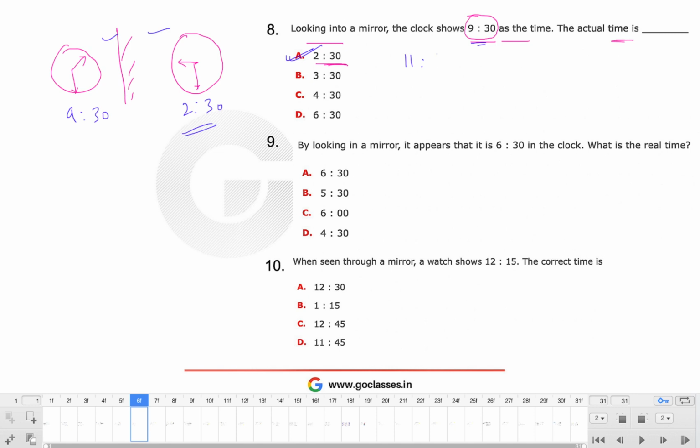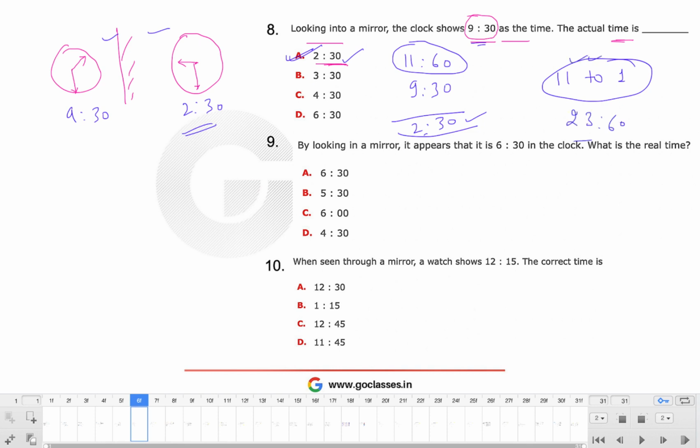But you can directly calculate without doing this. Just subtract it from 11:60. You will get the time of the mirror image. It is only applicable when the time is given except from 11 to 1. When the time is given from 11 to 1, you have to subtract it from 23:60.